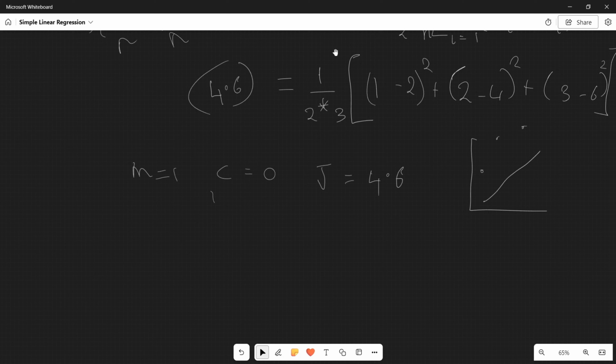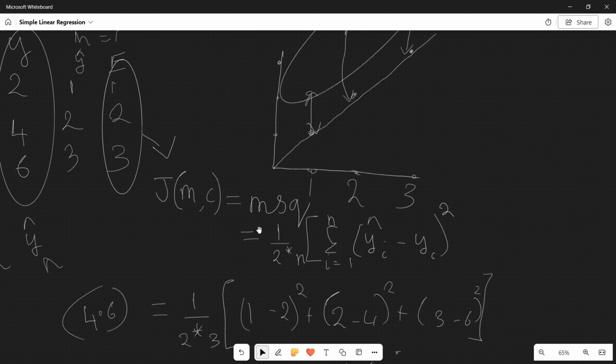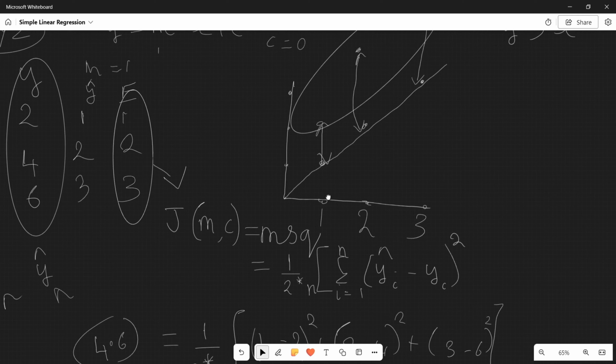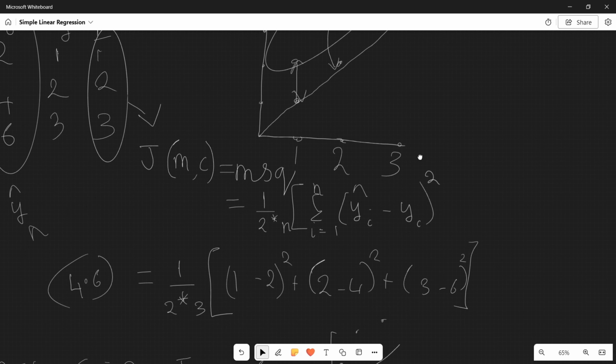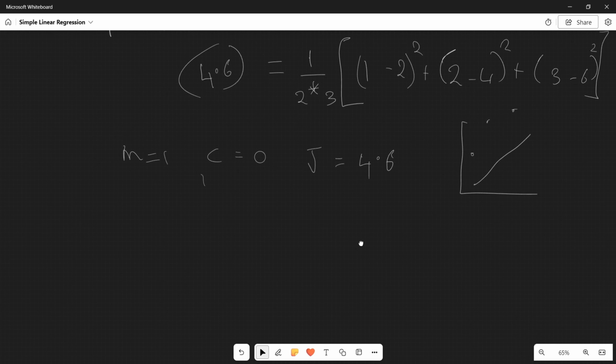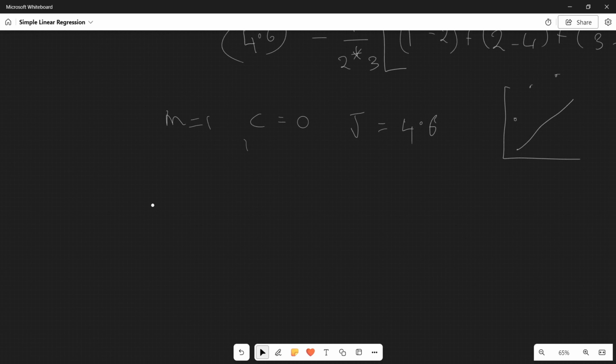As I said a few minutes ago, in the what-to-achieve statement, we have to utilize gradient descent such that m and c are optimized, so that it produces the best values of Y when the input is given as X. So for this, we will be utilizing gradient descent. So what does gradient descent do? For the slope value of 1 and c value of 0, we are getting the cost function as 4.6.